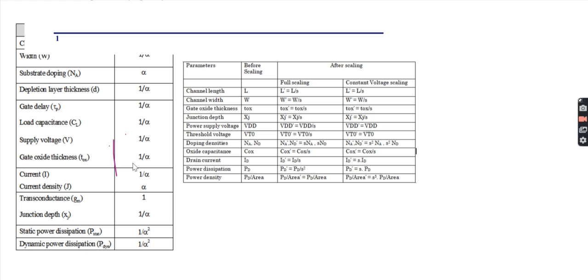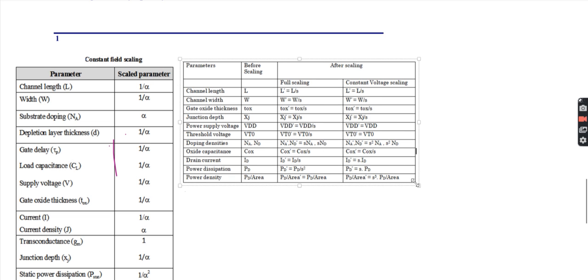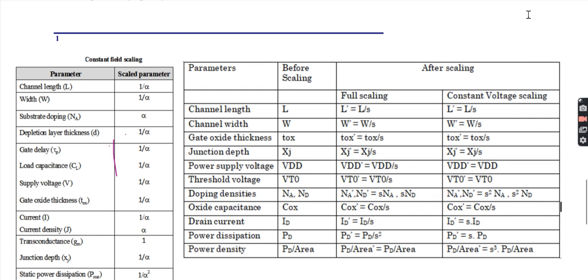Now you can see some standard factors. Here I am showing some standards. This is called constant field scaling. We have a method called constant field scaling, and one more is constant voltage scaling. Now if you are going for channel length, the scaling factor will be 1 by alpha. That is why I gave it as S there. That is alpha. If it is width, as I mentioned, it will be inversely proportional. Substrate doping is alpha. Depletion layer thickness has 1 by alpha as the scaling factor.